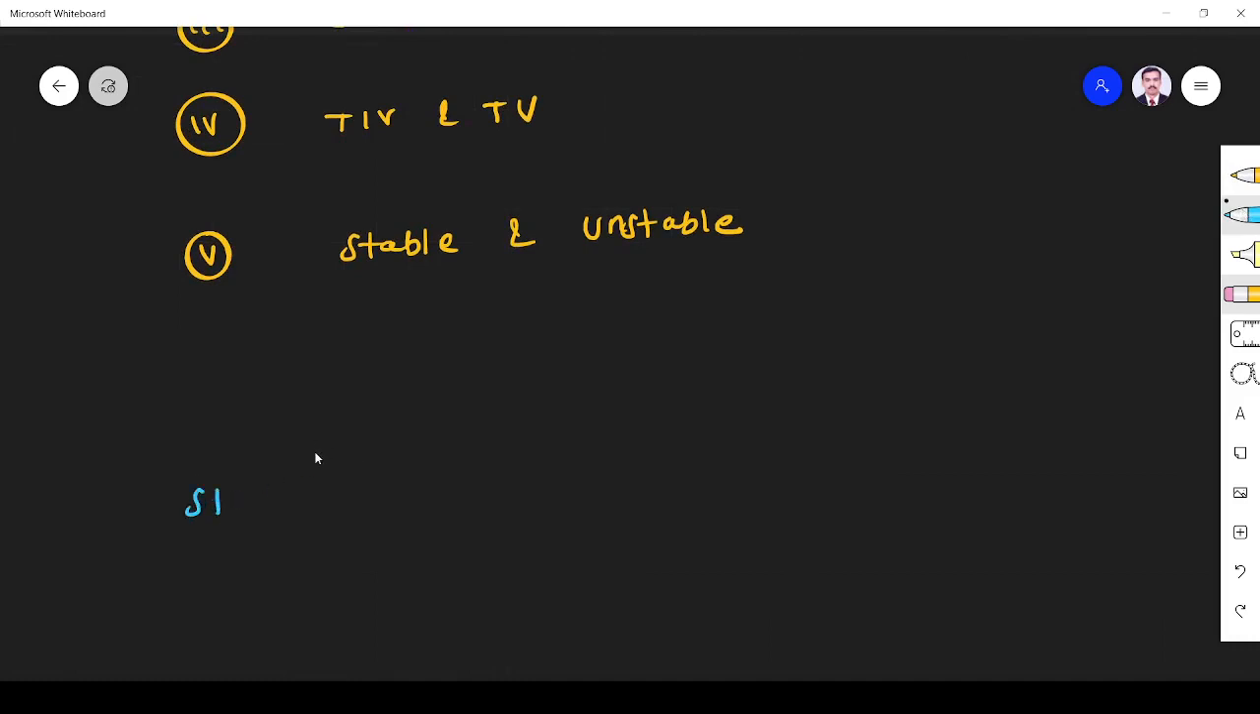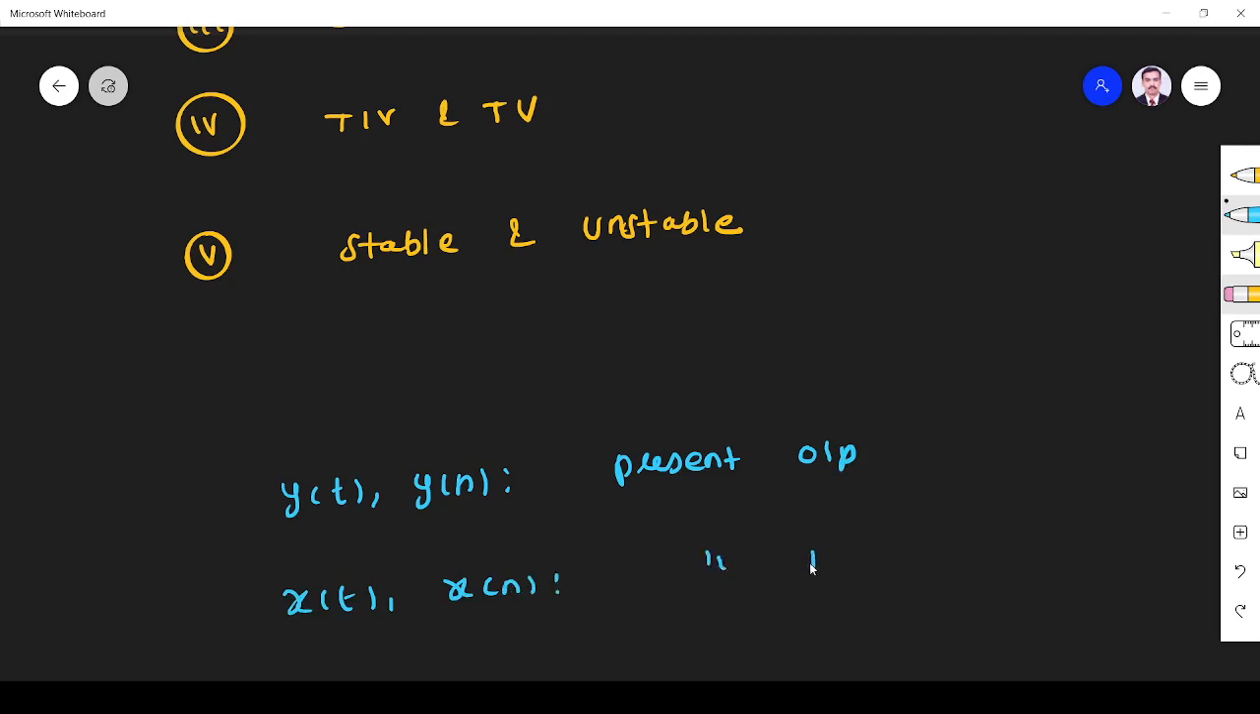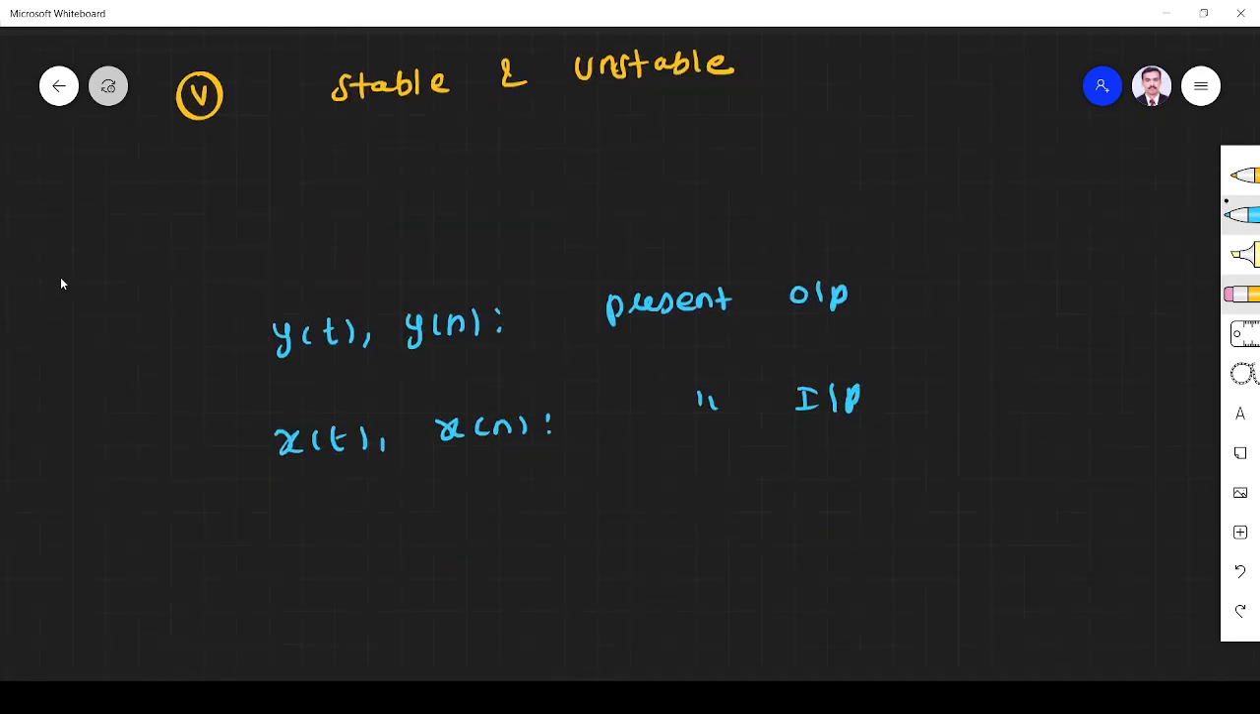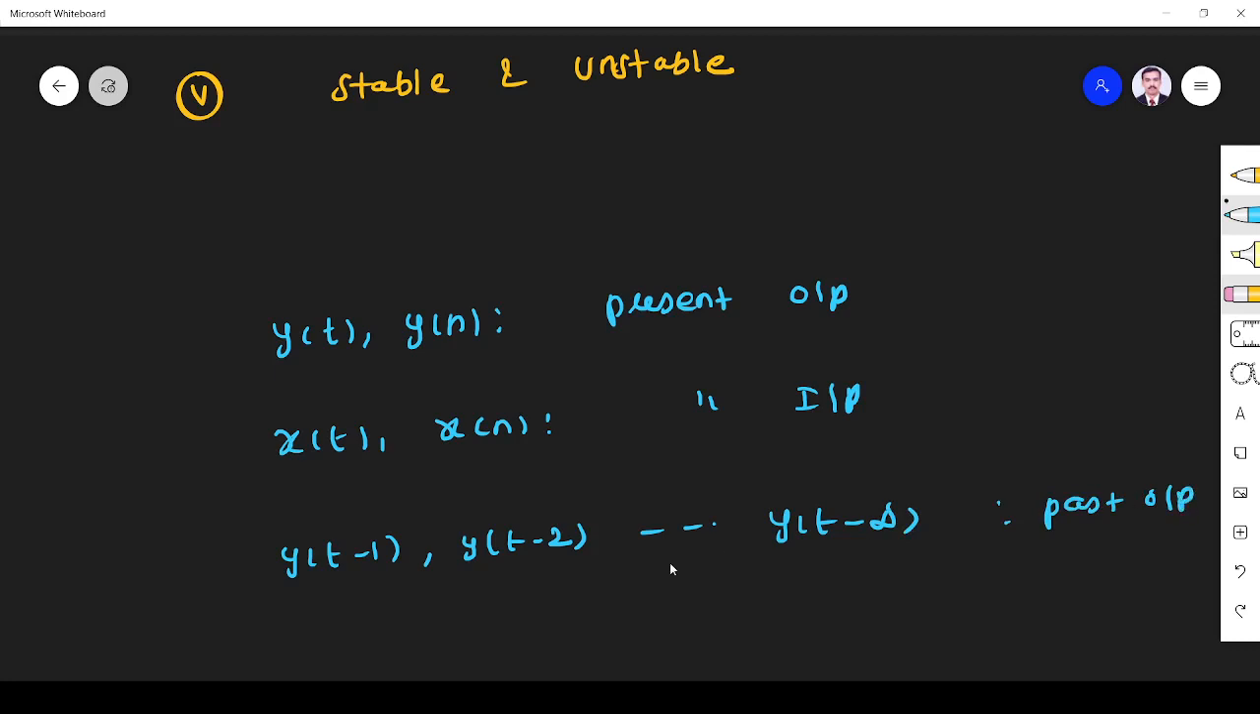Before studying the classification, we must know some notation. y of t, y of n are the present output. This we must know. x of t, x of n are the present input. Similarly, y of t minus 1, y of t minus 2 up to y of t minus infinity are the past output. Similarly for n also. And y of t plus 1, t plus 2 up to y of t plus infinity are the future output.